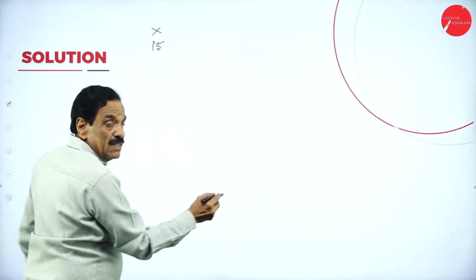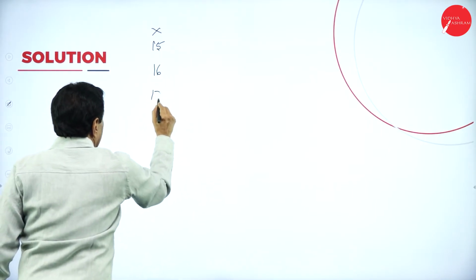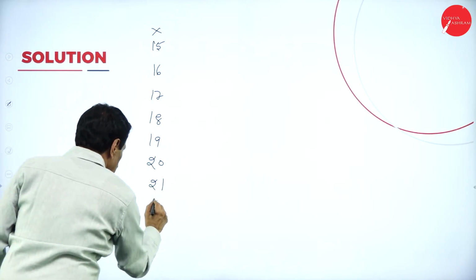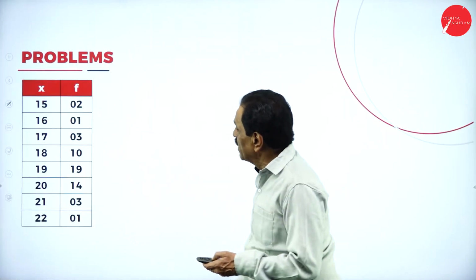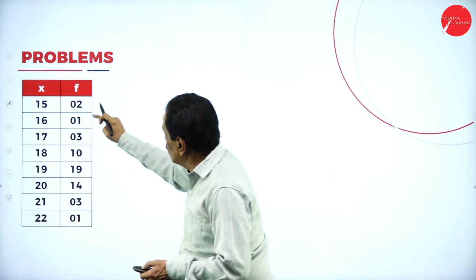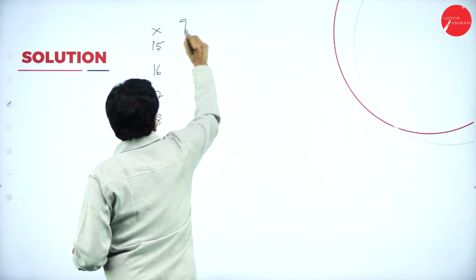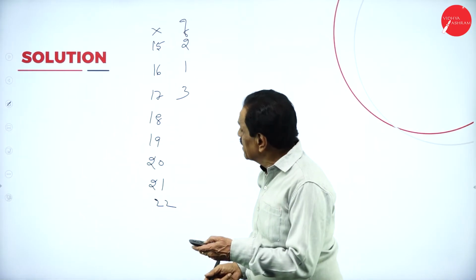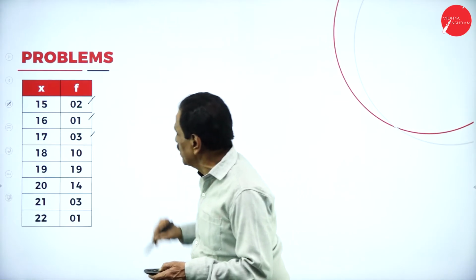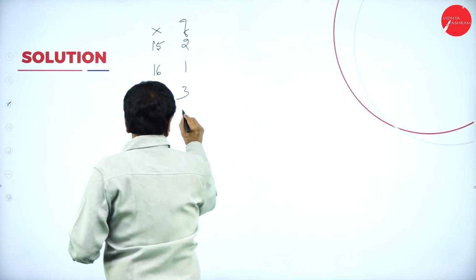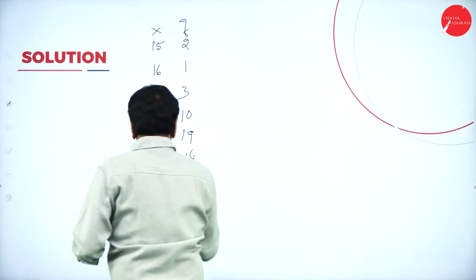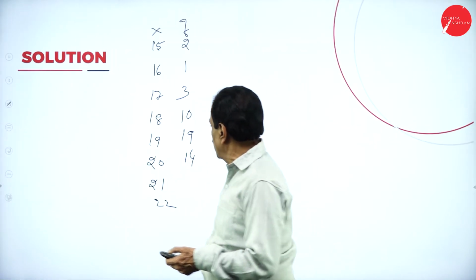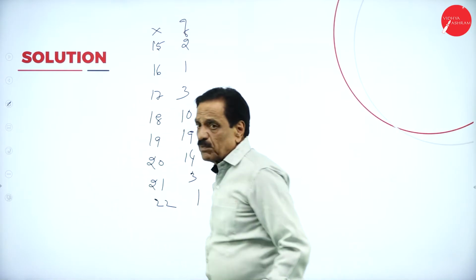15, 16, 17, 18, 19, 20, 21, 22. Okay, this is up to here. Then the frequencies are 2, 1, 3, 10, 19, 14, and the last two digits are 3, 1. So this is the problem they have given.